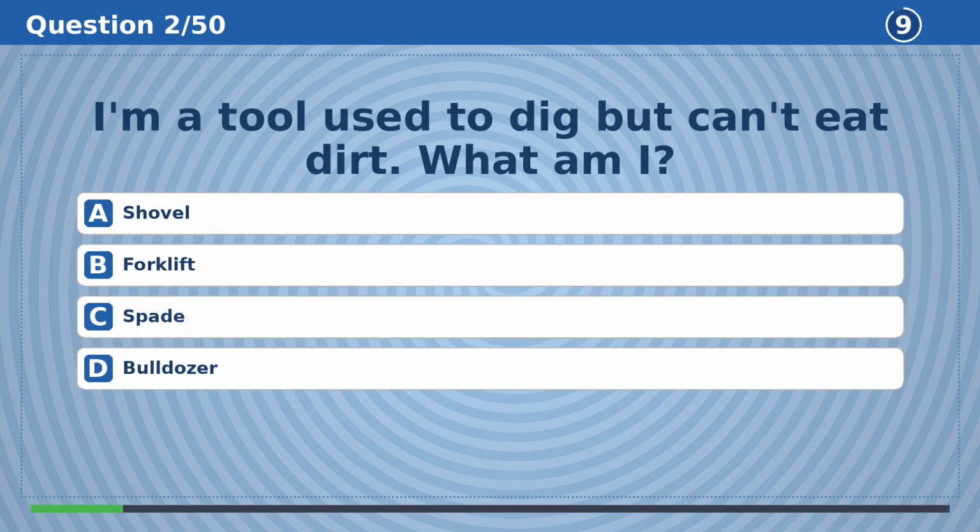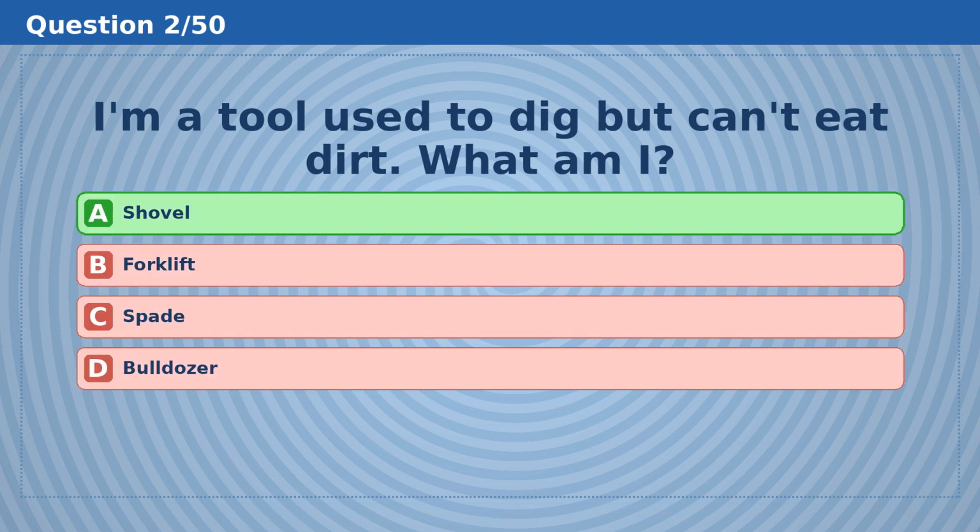I'm a tool used to dig but can't eat dirt. What am I? The answer is A, shovel.